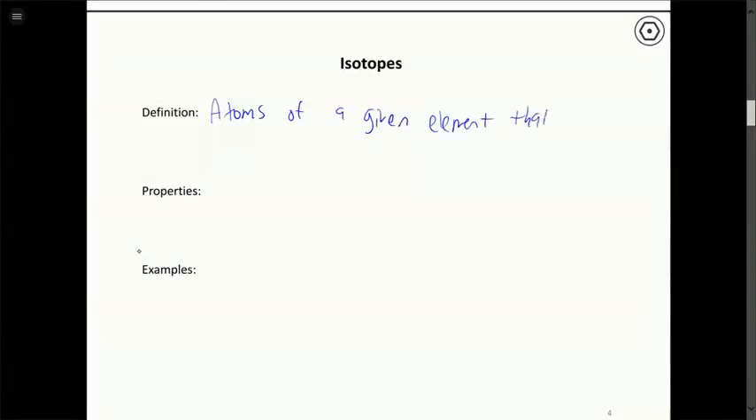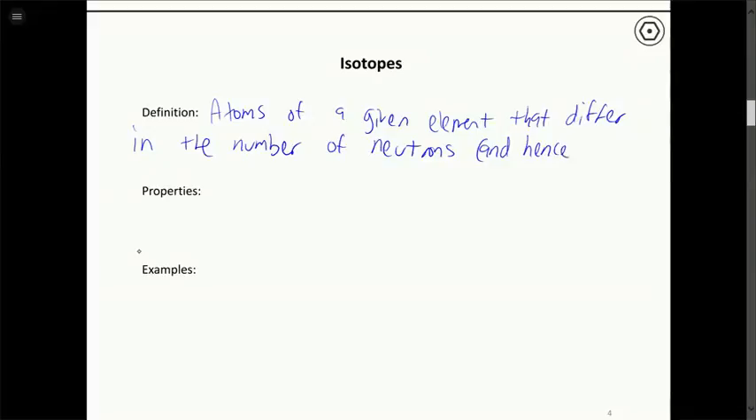But they differ slightly from one another. And in the way they differ, they cannot differ in the number of protons. Remember, all atoms of a given element have the same number of protons, but they differ in the number of neutrons in the nucleus. And because they have different numbers of neutrons, they also have different masses from one another.